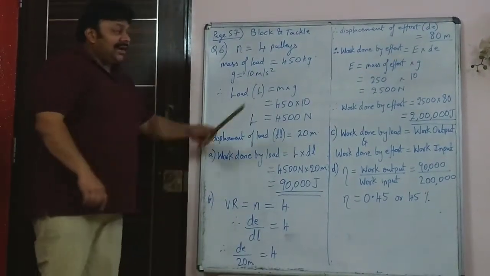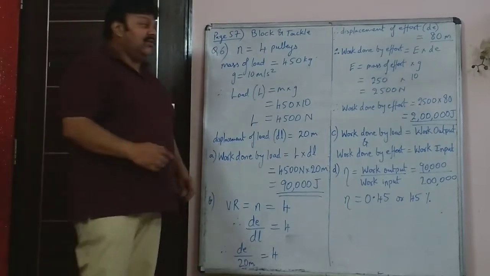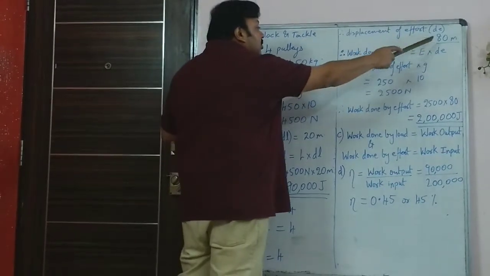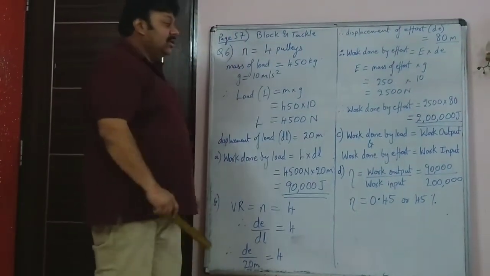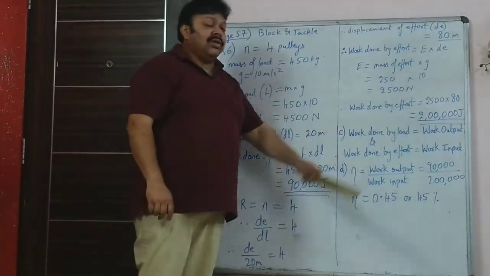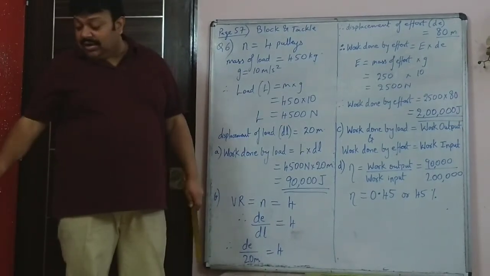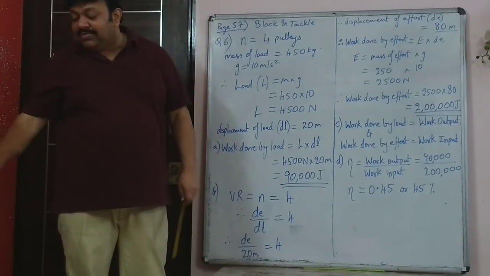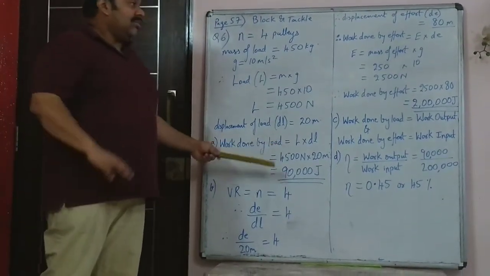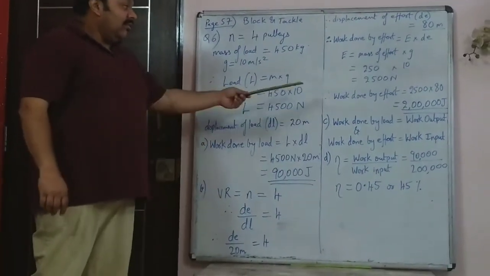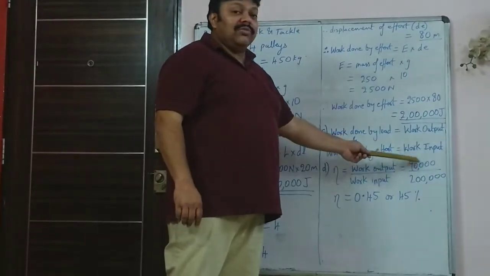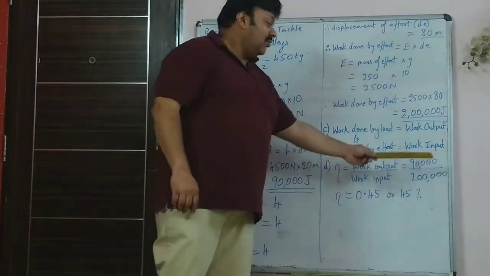So that is how you find the work done by the effort. Remember, first thing you have to find the effort in Newton, and you also need to find the displacement of the effort in meter. It is effort into displacement of effort. That gives you the answer in joule. Next question asks this: name the types of work done. You already found work done by load. This work done by load is output work, and work done by effort is work input. So the names of the two types of work done are work output and work input.